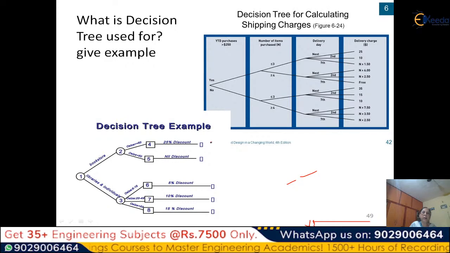So at the end of it, these are the actions. The final leaf will be the actions, and you start from the root, and each path will define a set of conditions. Similarly, there is one more here, a decision tree for calculating shipping charges.